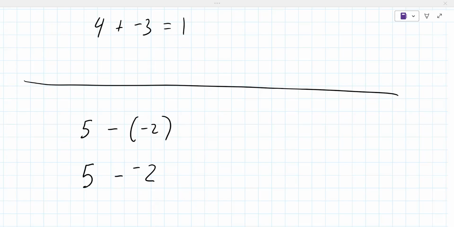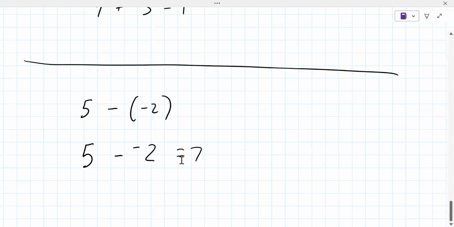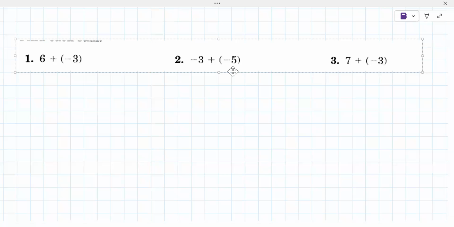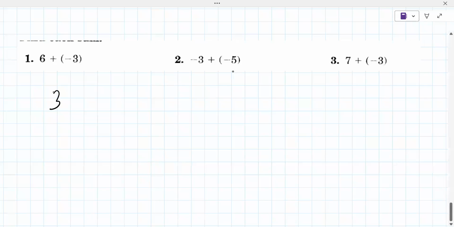Okay. So I'm going to give you, these are the problems I was trying to get you to do yesterday, but we never got to them. So let me give you a few to try here. So kind of our style is I give you a few problems to work out. So take a look at these and let me know what you come up with. 6 plus (-3). Remove the parentheses. That'd be just 3.